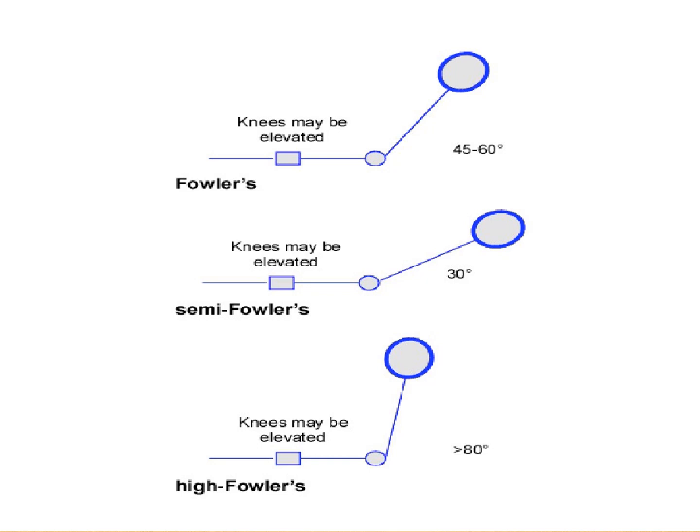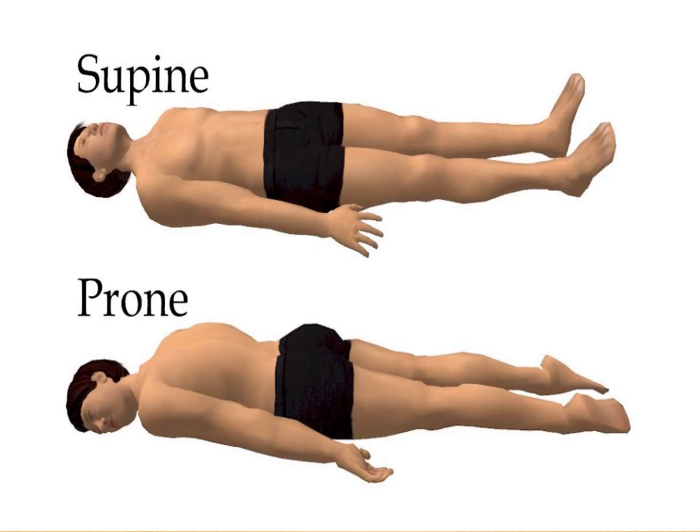Then you could also have high Fowler's position with the angle of your head at more than 80 degrees, or more likely some books would tell you 90 degrees. Based from this picture, you could also see a supine position and a prone position.